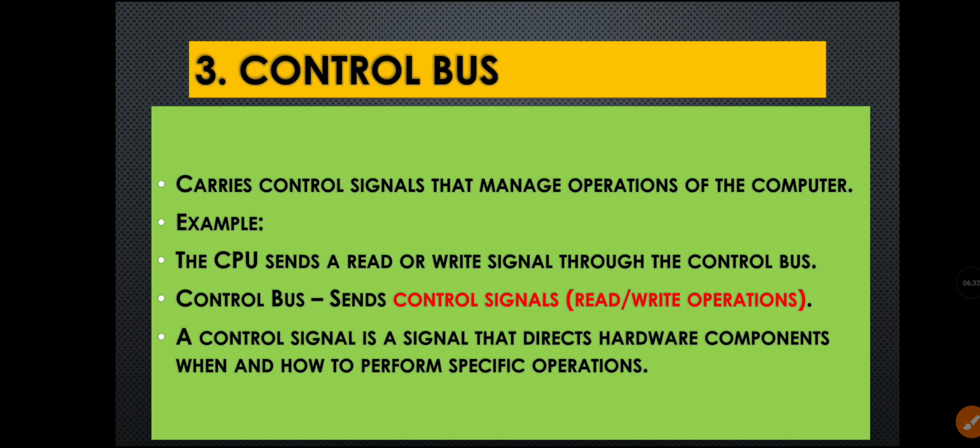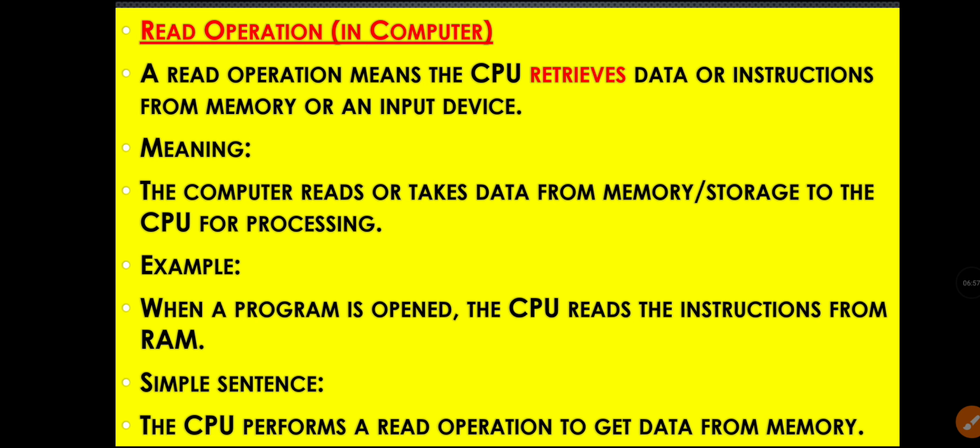So every direction, these control signals, direct the hardware components. It directs whom? Hardware components, about when to perform and how to perform. It tells everything. That is why it is called control signals. Control signals include read or write operations. Then the question comes, what are read or write operations?